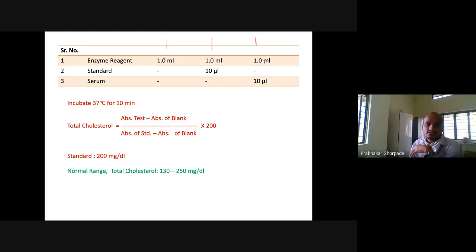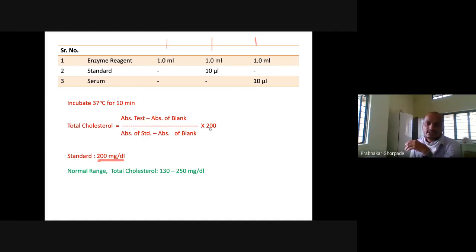And under the test, 1 ml of the enzyme reagent and 10 microliter of the serum. If you are incubating it at 37 degrees Celsius for 10 minutes, then you can estimate the total cholesterol. So absorption of the test minus absorption of the blank, divided by absorption of the standard minus absorption of the blank, multiplied by 200. So this 200 will be the 200 milligram per deciliter.